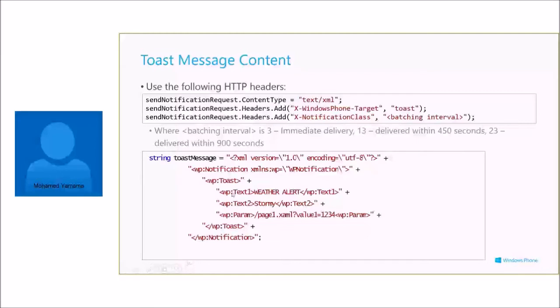And this is the message you send. It's an XML message, a template that you just need to edit. You don't need to memorize it. So it's a version of the XML, and this is exactly what you need to do, for example, to edit the weather alert. For example, this is the title, and then this is stormy. The weather is stormy, right? And then you might even send parameters to your page URI as a parameter.